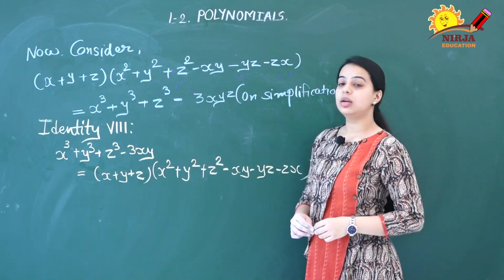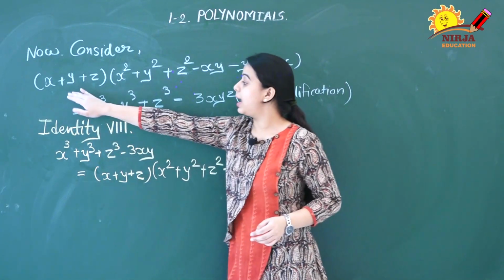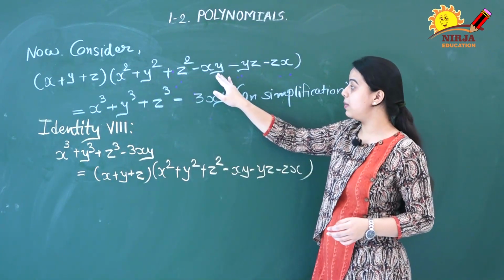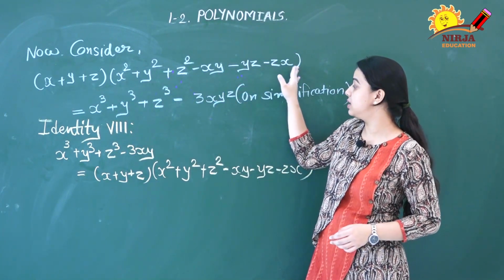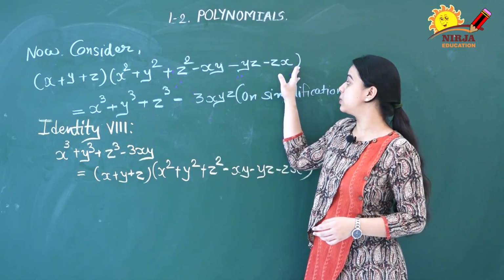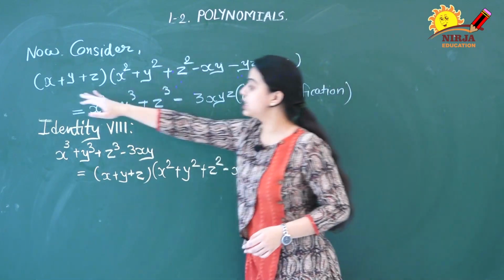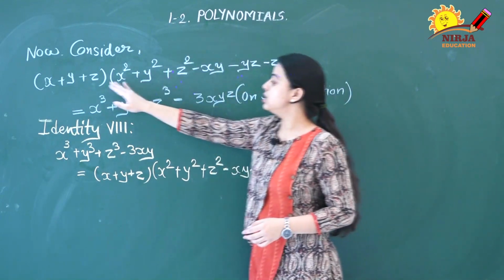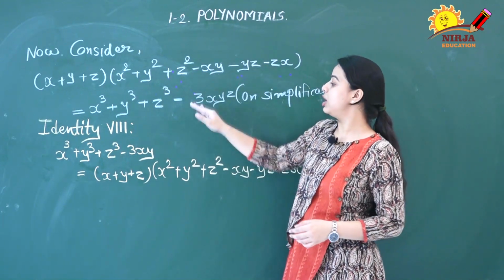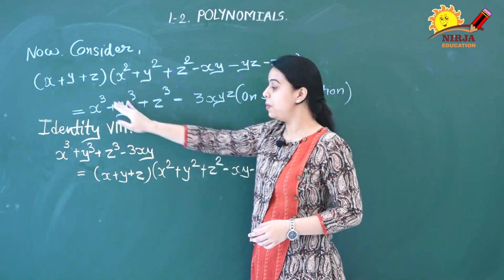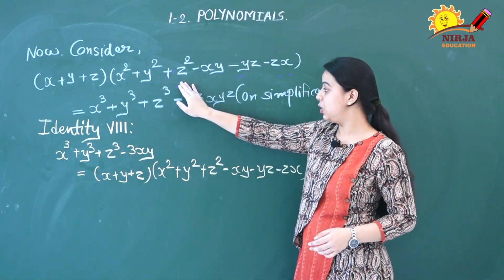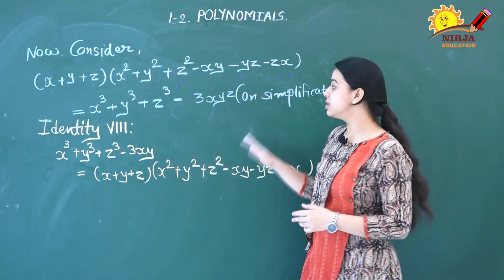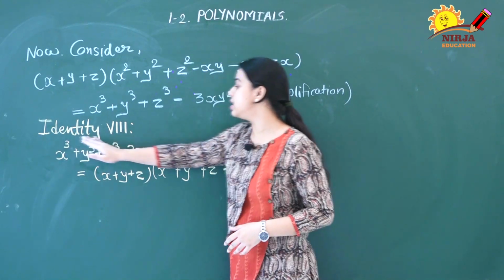Now consider an expression of the form (x + y + z) multiplied by (x² + y² + z² − xy − yz − zx). If we simplify this expression by multiplying this term with x first, then with y, and then with z, you get the answer x³ + y³ + z³ − 3xyz on simplification. So my dear student, this is known as your identity 8.